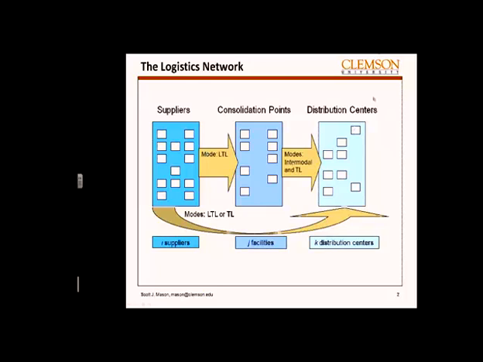where we had suppliers, consolidation points, and distribution centers, and we were strategically determining which suppliers would ship their goods through which consolidation points, and therefore which consolidation points would then take those goods and send them to which distribution centers. In this portion, we're actually looking at a single box, a single consolidation point, and the dynamics or the actual operations within this consolidation point.